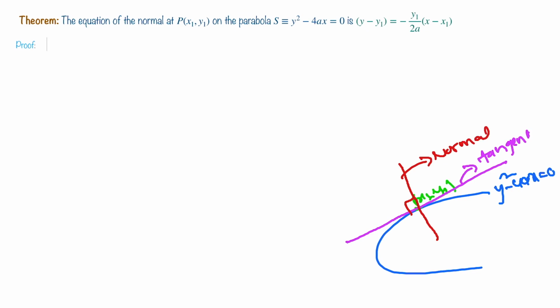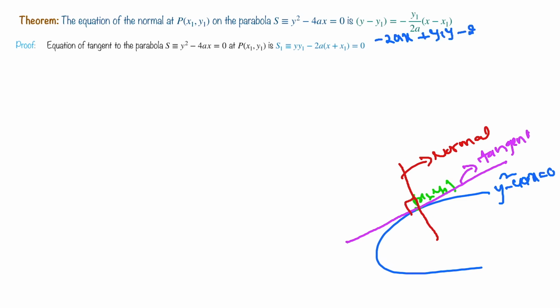From the above theorem, we know that the equation of the tangent to the parabola S = 0 at (x1, y1) is S1 = 0. For the standard parabola y² − 4ax = 0, S1 = 0 will be y1 y − 2a(x + x1) = 0. Let me rewrite this as −2a x + y1 y − 2a x1 = 0.